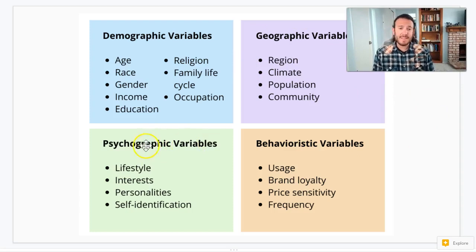Next up, you have psychographic variables. These include things like lifestyles, interests, personalities, self-identification. These are some of our characteristics or our community things, right? Think about military veterans. Think about young mothers. Think about senior citizens. Think about baby boomers. Think about the lifestyles that come across with this, right?